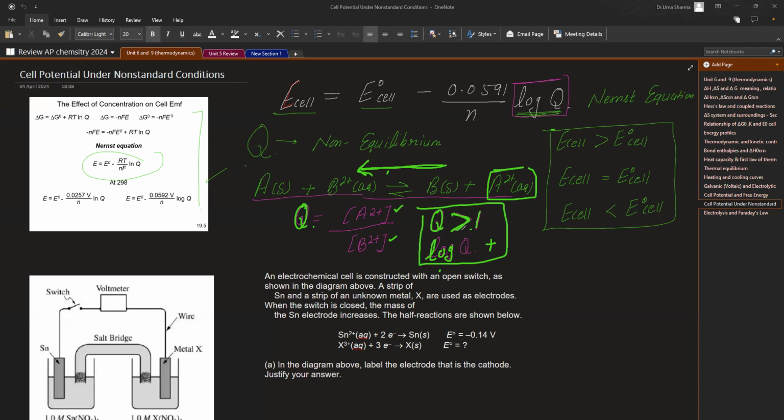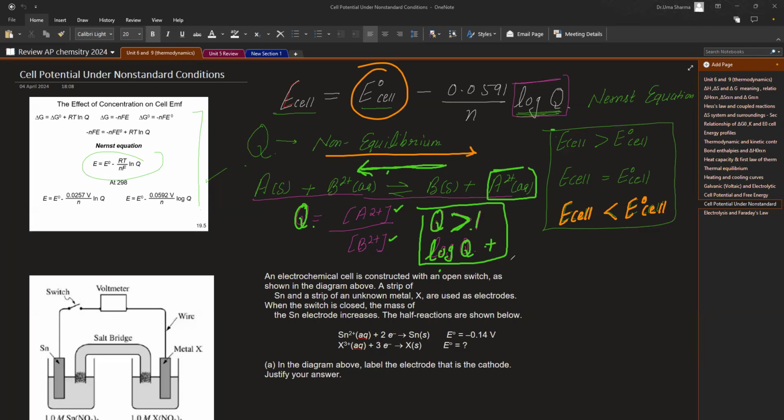If Q is greater than 1, log Q is positive, then in that case, E cell will be less than E naught cell, because the reaction will go in the reverse direction according to Le-Chatelier principle. You will get less cell potential, because the cell potential you get when the reaction goes in the forward direction gives you E naught cell. If it is going in the reverse direction because the products are more, then it will reduce the E cell. This is the chemistry explanation, where you are using Le-Chatelier principle.